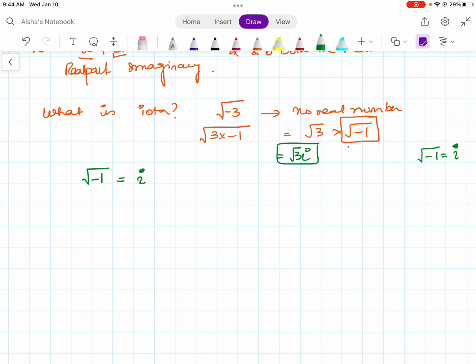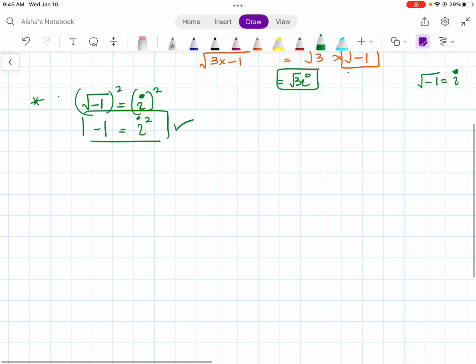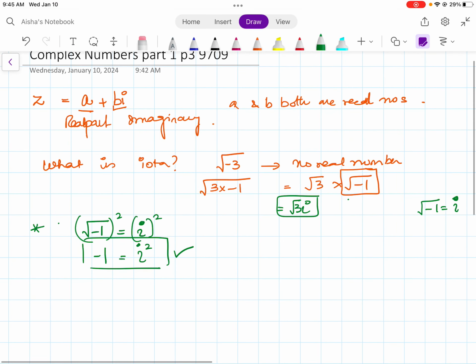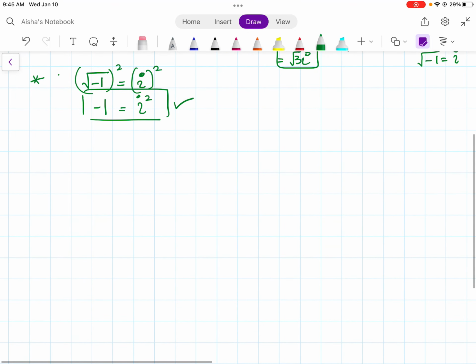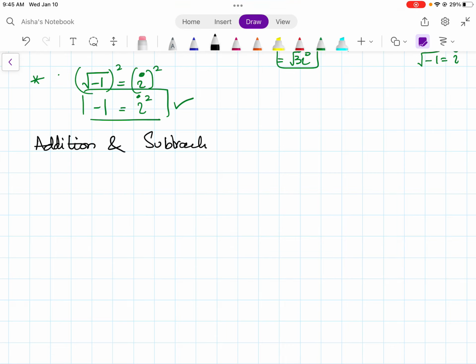Under root minus 1 is iota. Squaring both the sides, this value is also important. Now this is one form of writing. This is a complex number, a plus b iota. You can write x plus iy, doesn't matter. Let's talk about addition and subtraction of complex numbers.